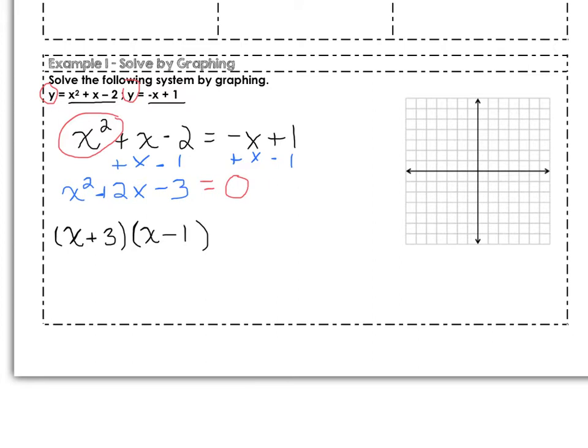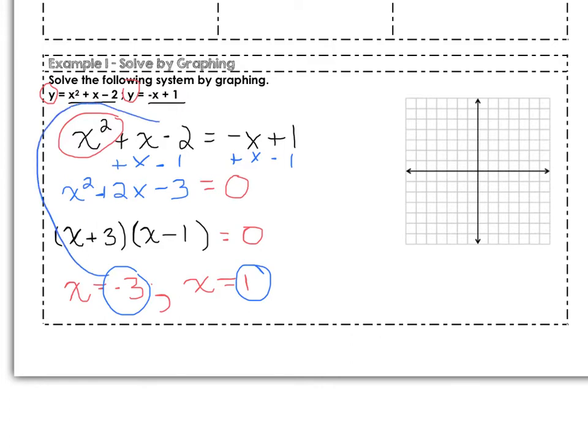When I set both of my factors equal to 0 by the zero product property, I get solutions of x equals negative 3 and x equals positive 1. So these are the x coordinates where I intersect. Now to find the y coordinates, all I need to do is plug both of these values for x into either one of my equations. In this case, it'd be a lot easier to plug it into the linear equation.